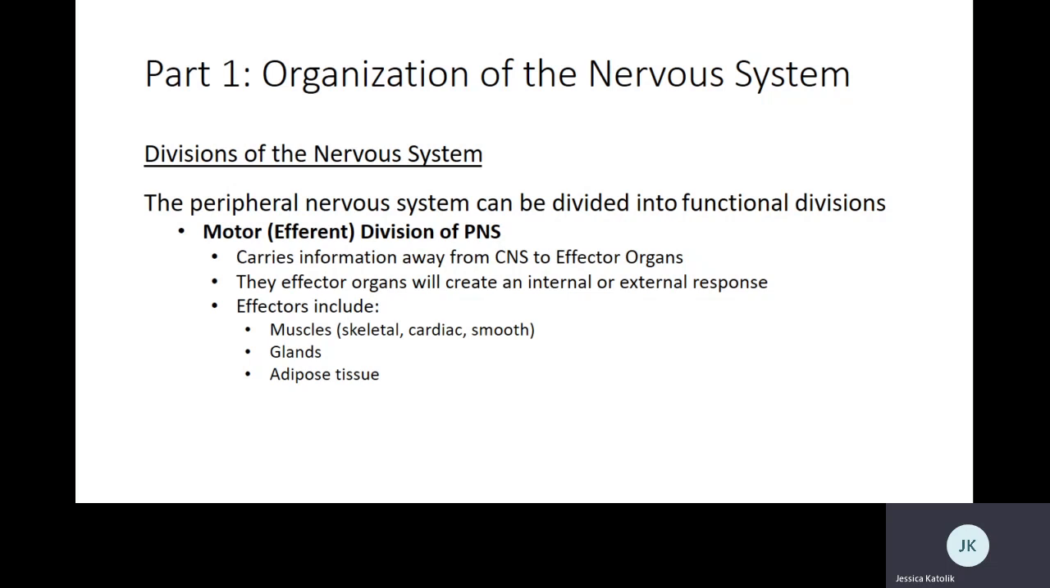So let's now talk about the motor division. The motor division is going to carry information away from the central nervous system to effector organs. And these effector organs are going to be responsible for creating changes in the body and making movement to allow for a response to our internal and external environment.